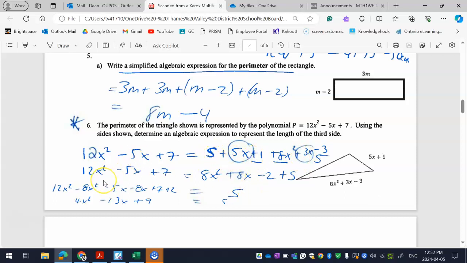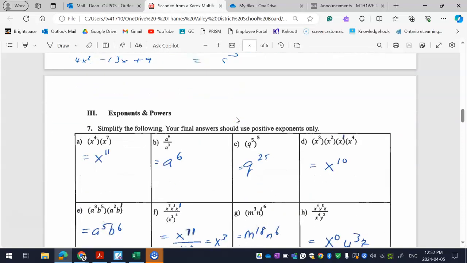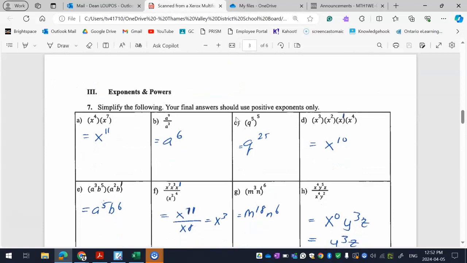So I'm going to move everything over to the other side and solve for S, and S is 4x squared minus 13x plus 9, okay? So you can either move the x's over and the x squareds over all at once, or you can collect like terms on the right side and then bring them over after. It's up to you. So there's that. What else?